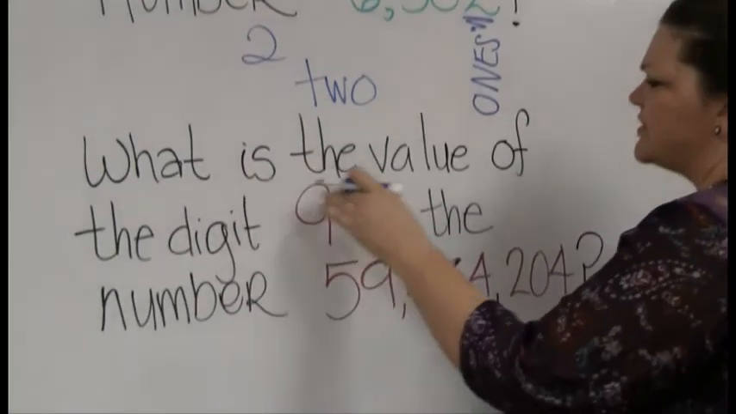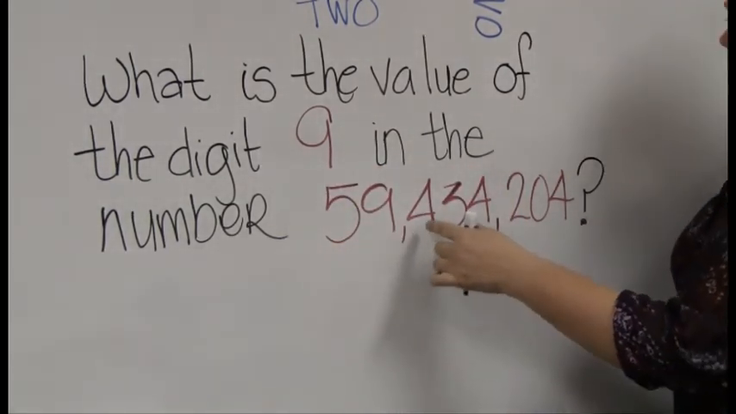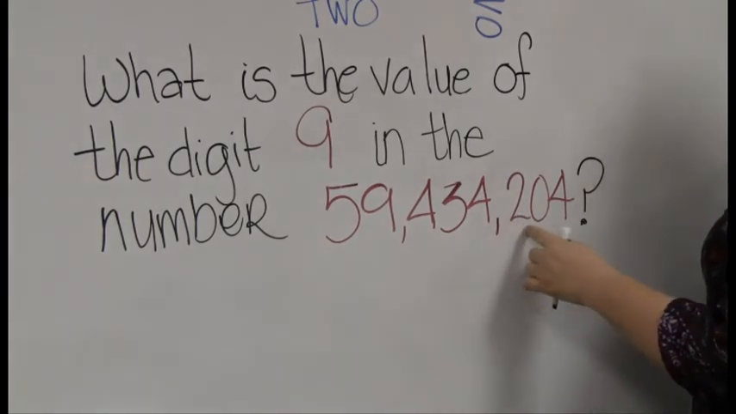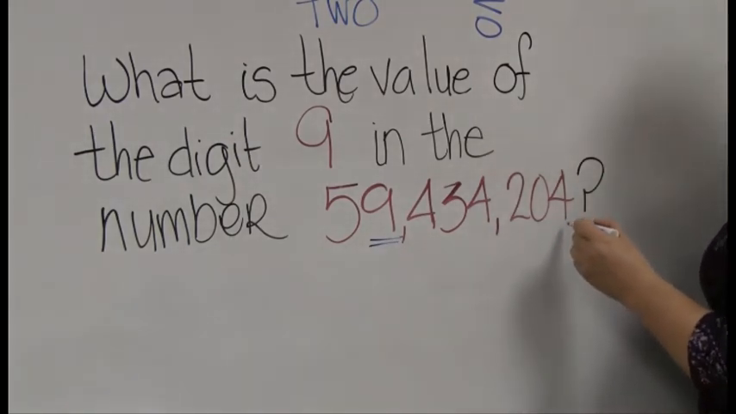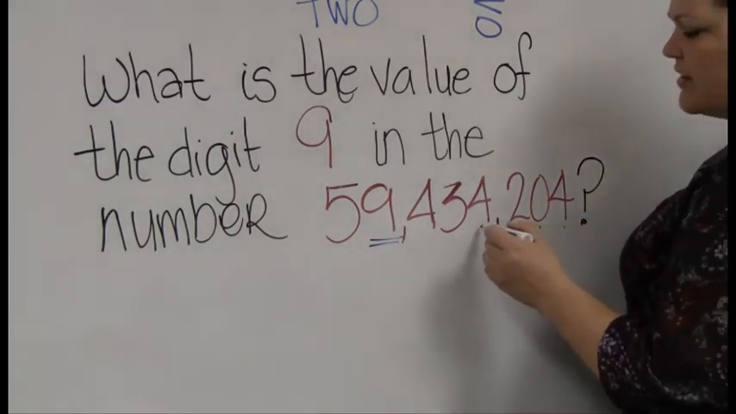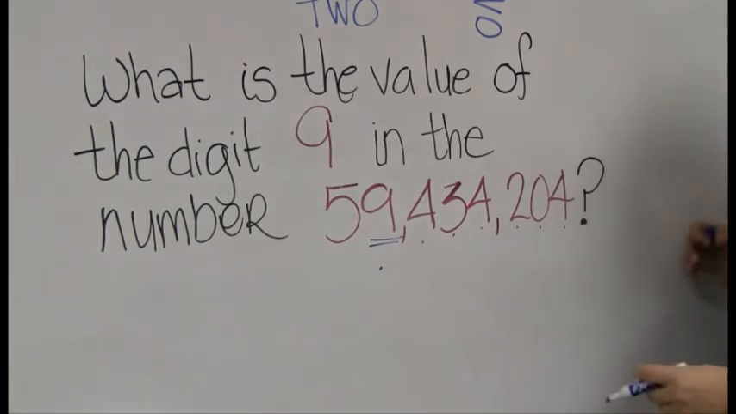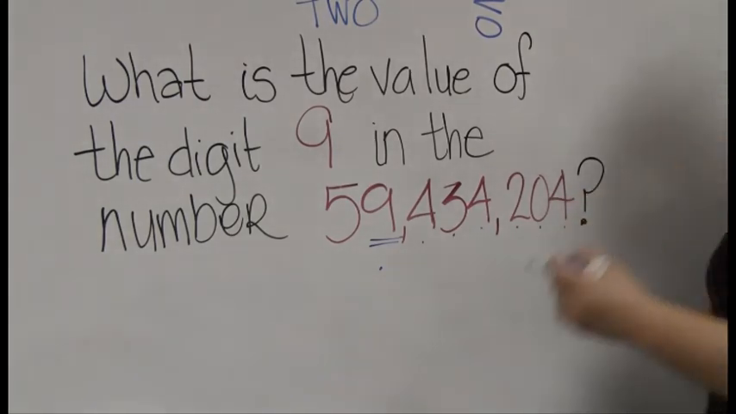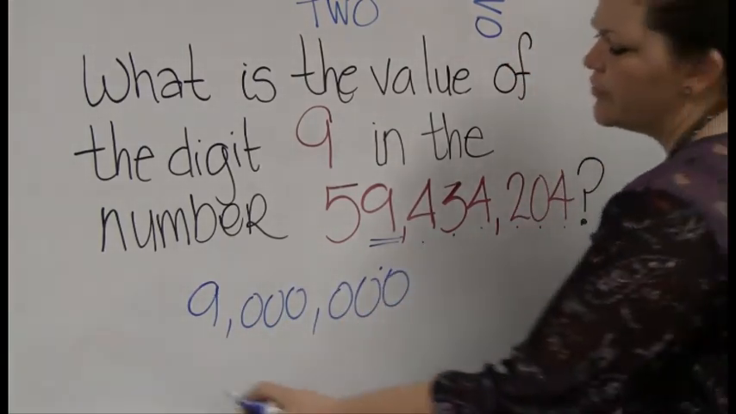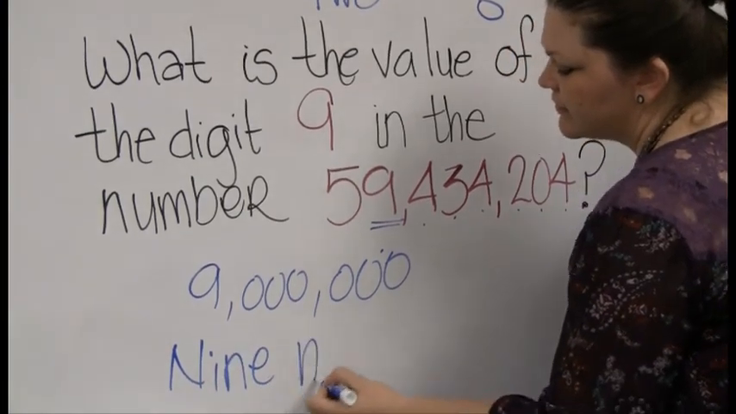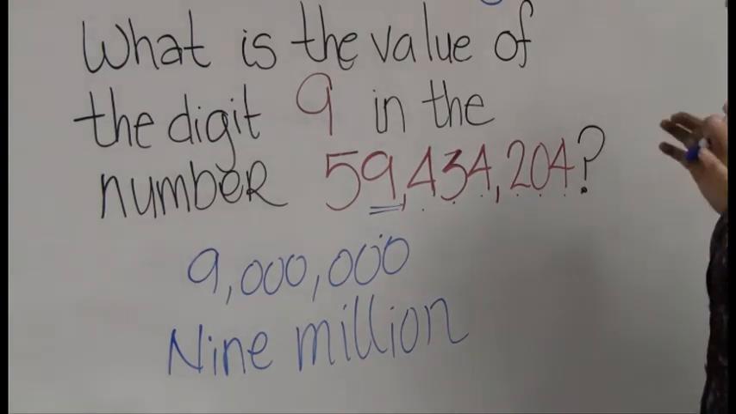Okay, and finally we have what is the value of the digit 9 in the number 59,434,204. So what place are we in here? You guys probably already caught on, but let's count. Ones, tens, hundreds, thousands, 10,000s, 100,000s, and millions. So that guy is in the millions place, so his value is 9 million. Or in words, nine million. Pretty simple, nothing too hard yet, but this is going to make a building block for everything we're going to do later.